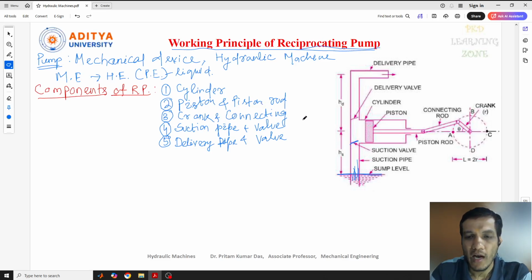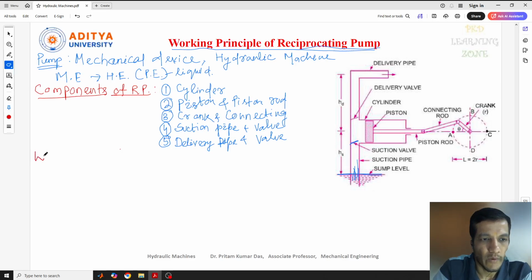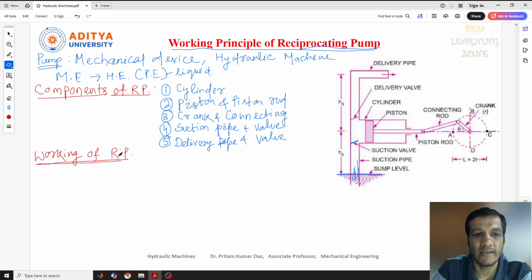Now we'll see how it is working. I'll tell you the working principle of the reciprocating pump. It has step-by-step working. First I'll tell you how it is working, then I'll write the method steps, so that you can also note down the points. First I'll give a brief description.